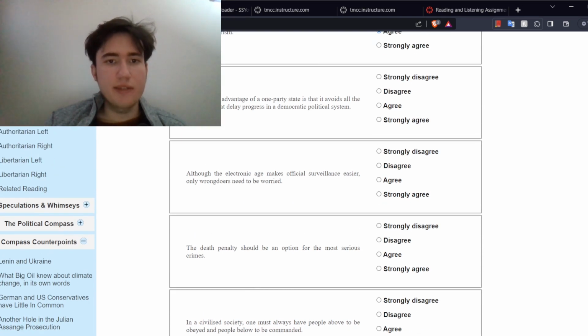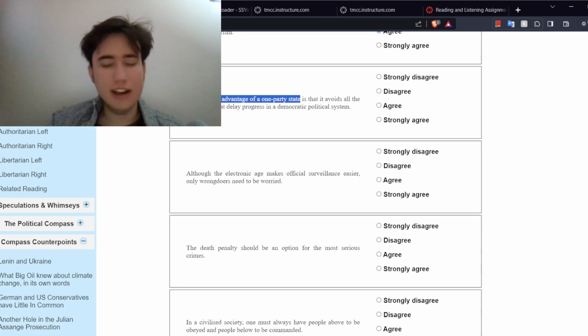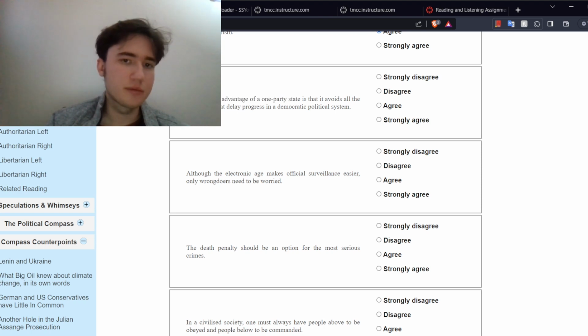A significant advantage of a one-party state is that, see, already we have a problem, because you can have an advantage of a system while not necessarily agreeing that that advantage justifies the system. So again, another sloppy verbiage. Should have tightened that up. But a significant advantage of a one-party state is that it avoids all the arguments that delay progress in a democratic political system.